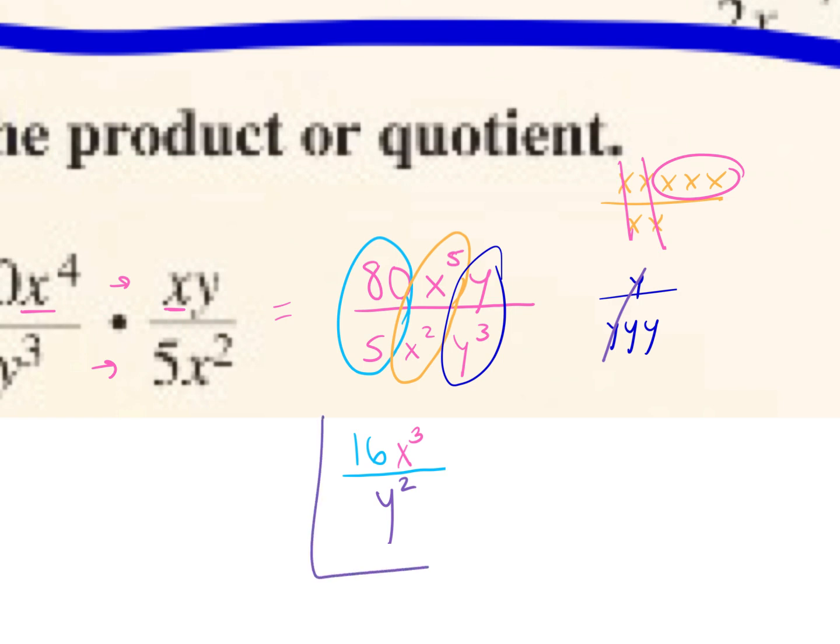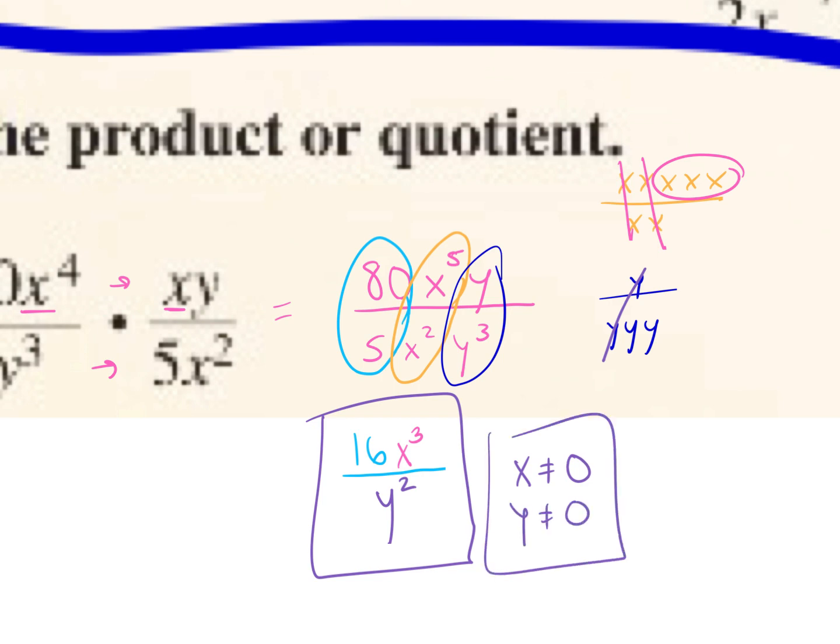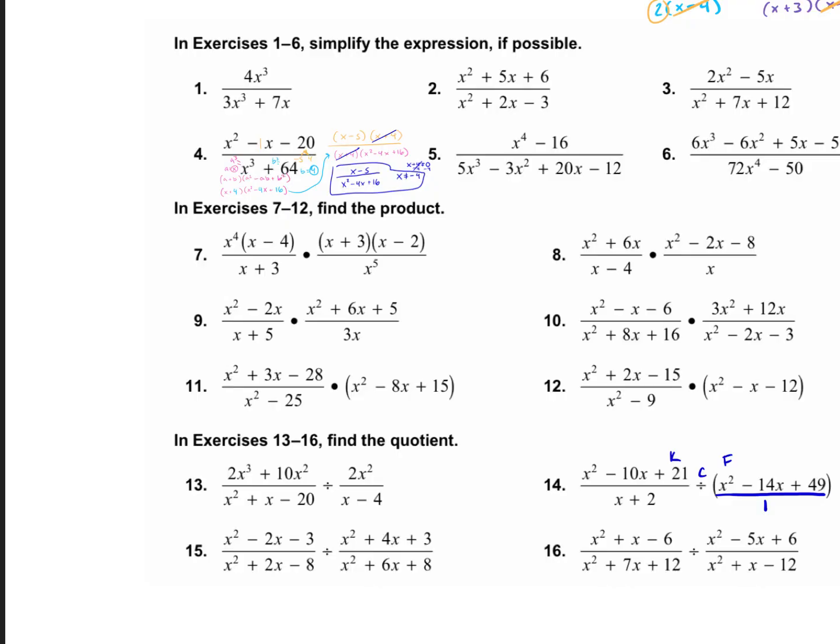Now, what else do I have to include in my answer? x can't equal 0, and what else? y can't equal 0, because we crossed out an x and a y. So we just got to say that in our answer too. Whatever you cross out, same thing here, you just set it not equal to 0.